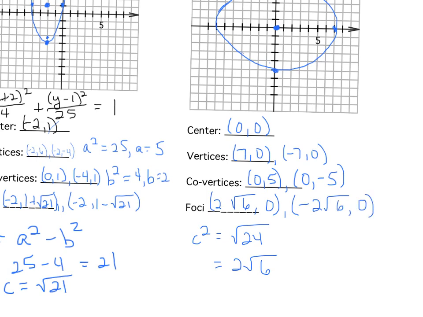Again, square root of 24 is really close to the square root of 25. So the distance from our center to our foci is going to be just a little under 5. So I'm going to put those in red again so you can see where the foci will be on the graph.